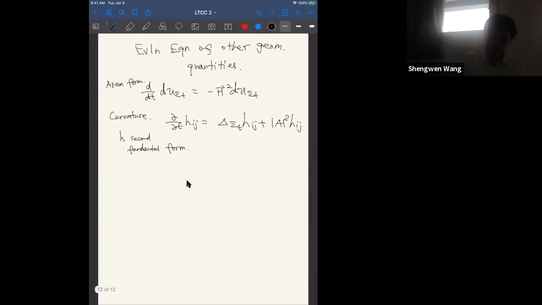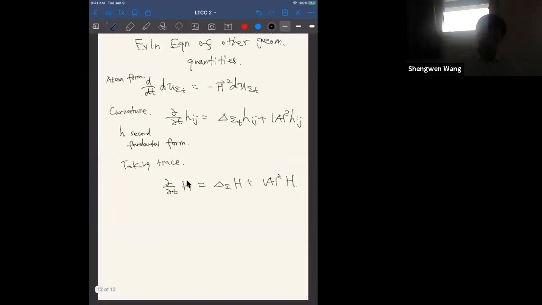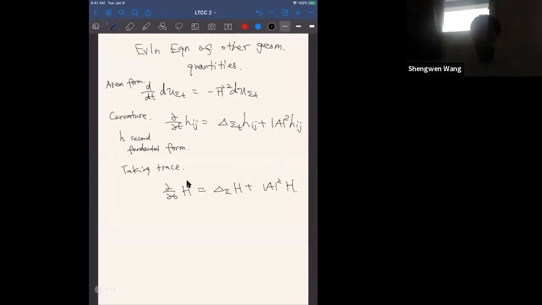And when you take the trace of this equation, the trace of the second fundamental form is the mean curvature. So taking trace, you have d/dt of the mean curvature, the evolution of mean curvature under this intrinsic heat operator, is equal to A squared H. So these all have some signs that you like, if you look at these equations.